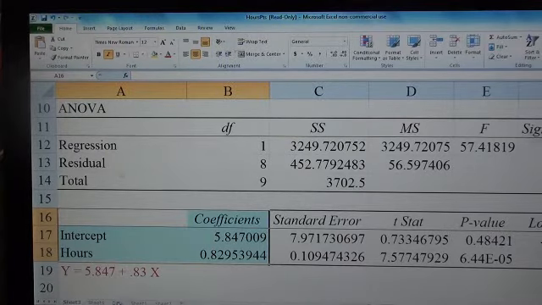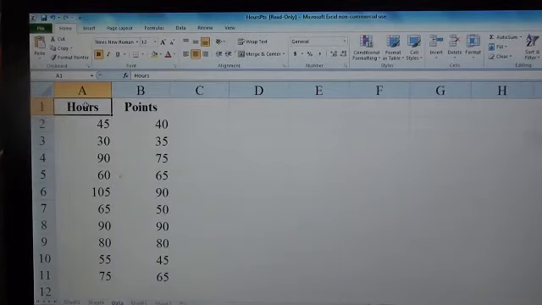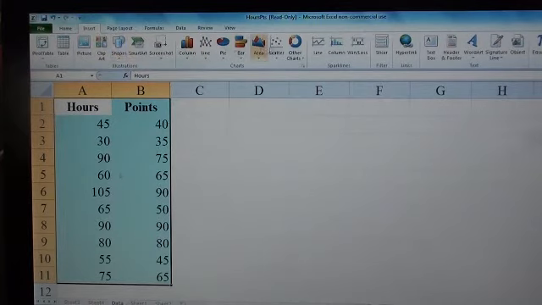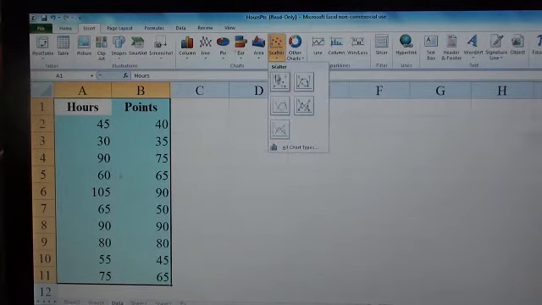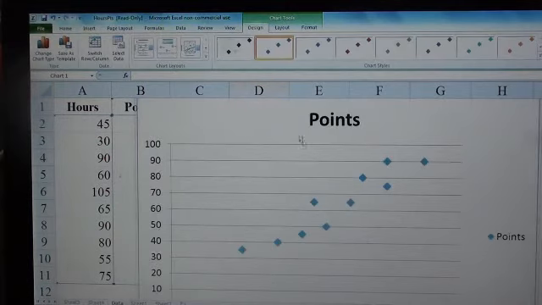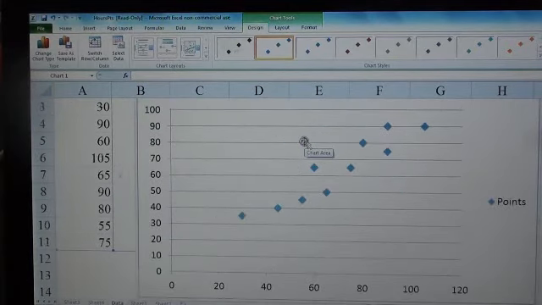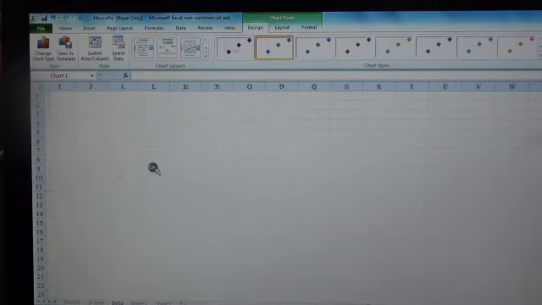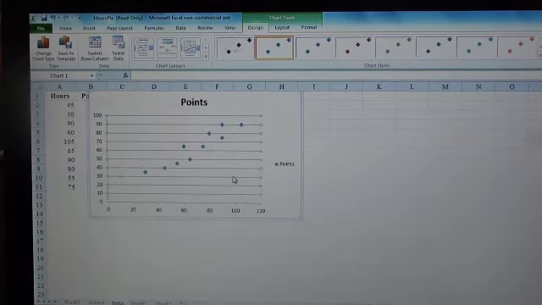If you want to see the scatter diagram, go back to your original data, highlight all the data, click Insert, and if this is the version of Excel you have, click Scatter, and you can see that we get this output here. Make it a little smaller so you can see it. So here is our X, which is our hours studied. Here's our Y, which is the points we scored. And you can see from looking at it, it's really close to a straight line.